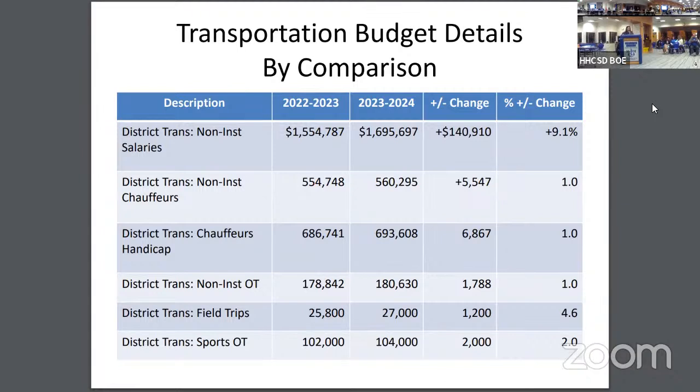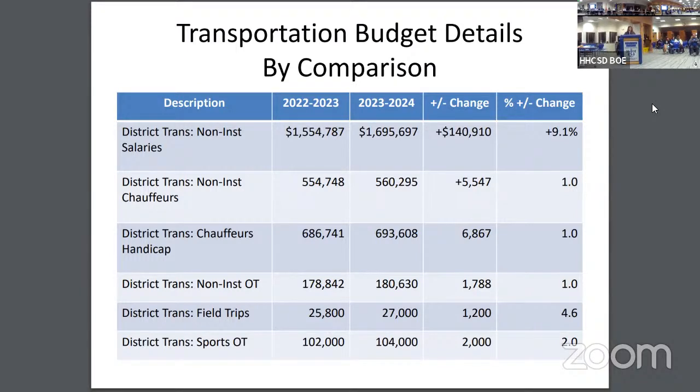So with the transportation, non-instructional salaries, that's an increase of $140,910, and that represents four halves of employee. So Anthony and I share buildings and grounds and I share our employees. So half the expenses in Anthony's budget and half the expenses in my budget. So that's where that 140.910 comes from. And that's a 9.1% increase.